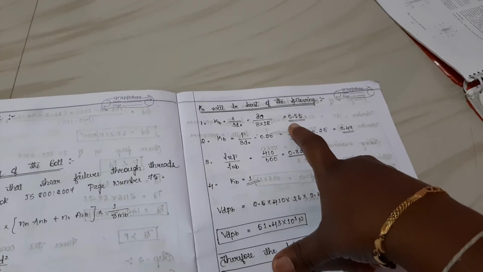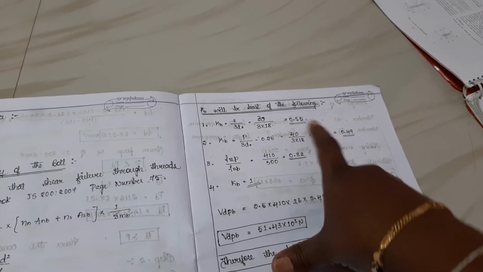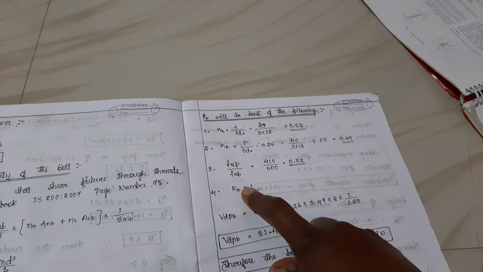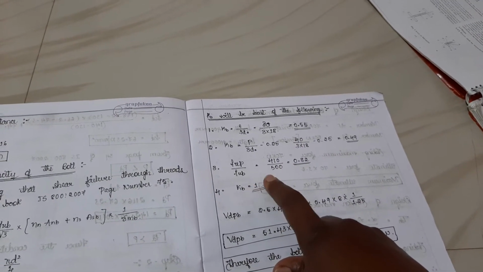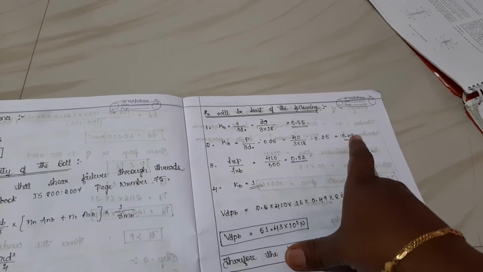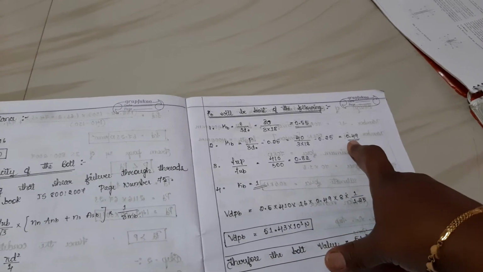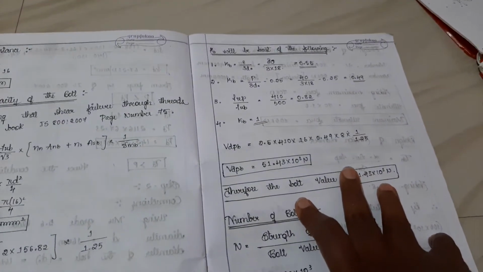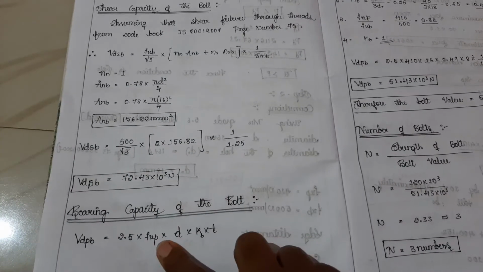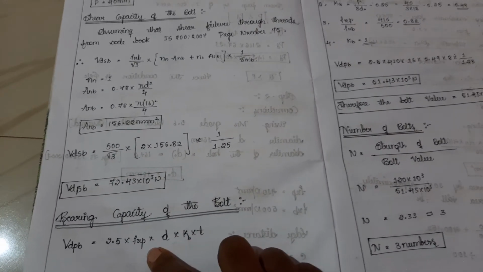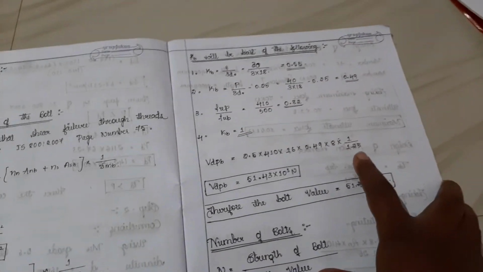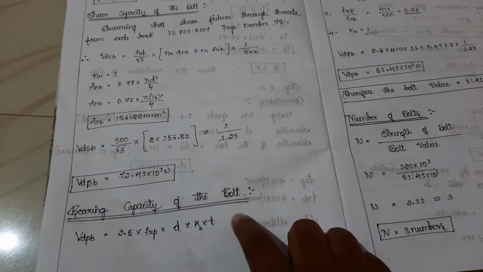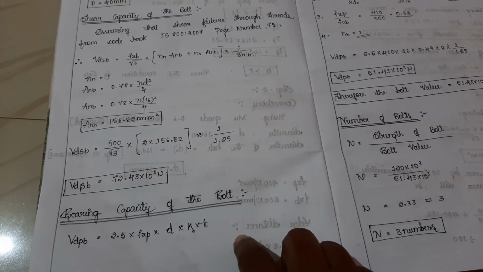So out of these 4 values, 0.55, 0.49, 0.82, 1, whichever is the least will be your KB value. So which one is less? This 0.49 is less, which means your KB value will be 0.49. Substitute that 0.49 into this formula, 2.5 KB into D into T into FUP, and substitute that value into 1 over gamma MB.